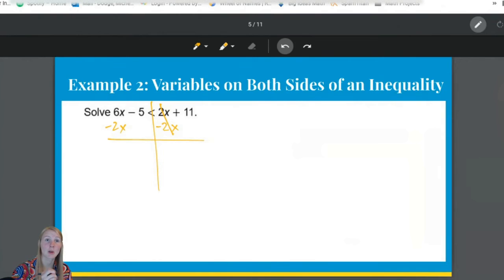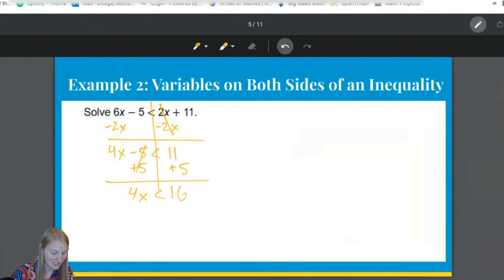So 6x minus 2x is 4x. And of course, everything else comes down. The -5 comes down, and the 11 comes down. Now this looks familiar, this looks better, we know what to do here. I'm going to get rid of the 5 by adding it on both sides. Now I have 4x is less than 11 plus 5, which is 16.